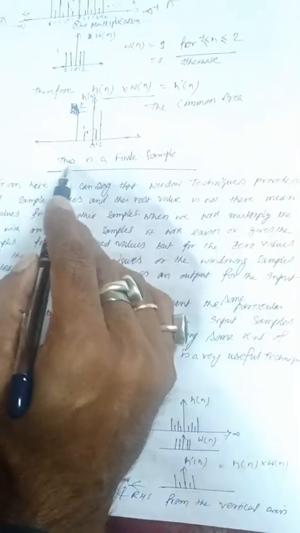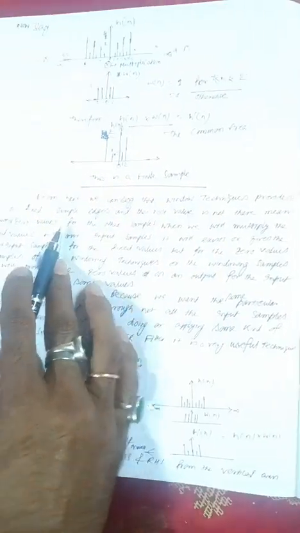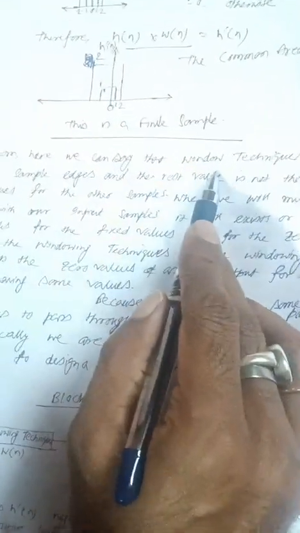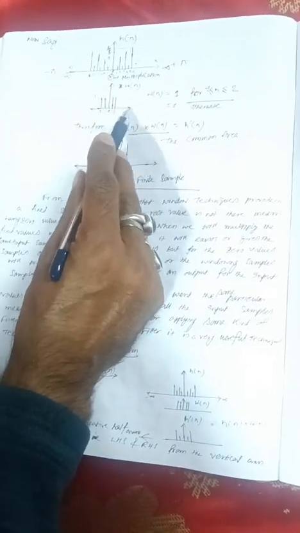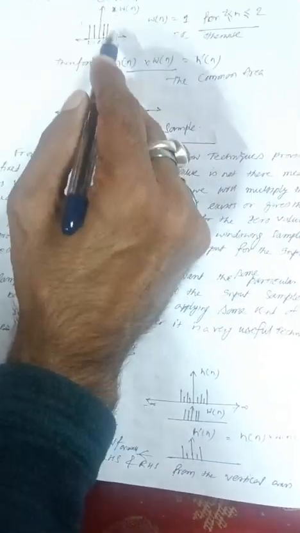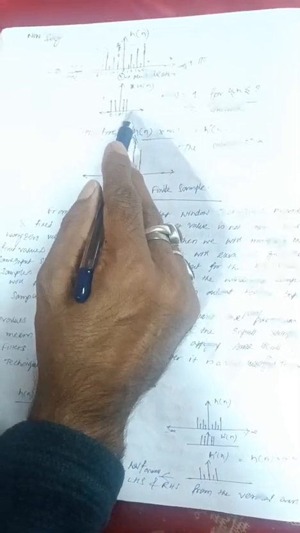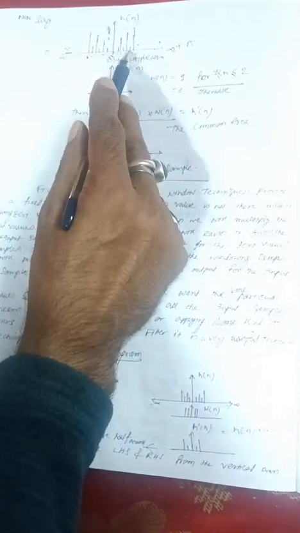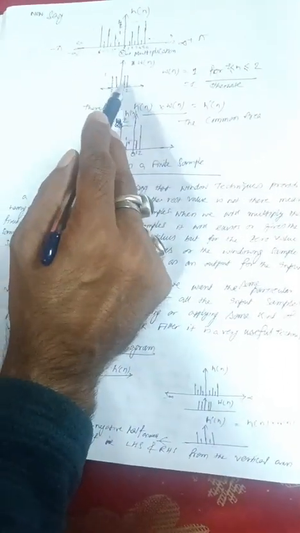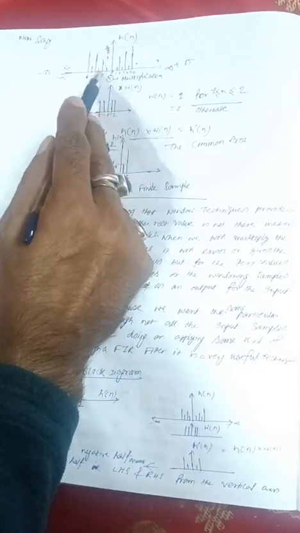Now finally we are getting this is a finite sample. From here we can say that the window technique provides fixed sample edges and the rest value is not there. That means this is my rest samples. After this the samples are getting 0 because w of n equals to 0. So whenever we are multiplying the rest, h of n, suppose these 3, 4, 5, 6 samples going to multiply with this 0, obviously we'll get the output as 0. But whenever it is going to multiply with this 1, the same sequences I will get here, right?